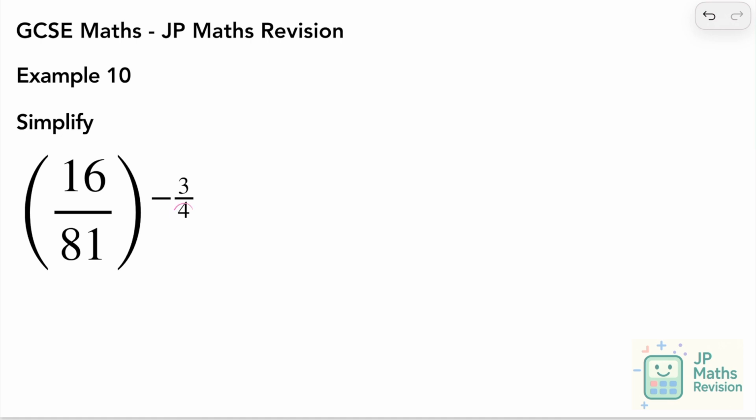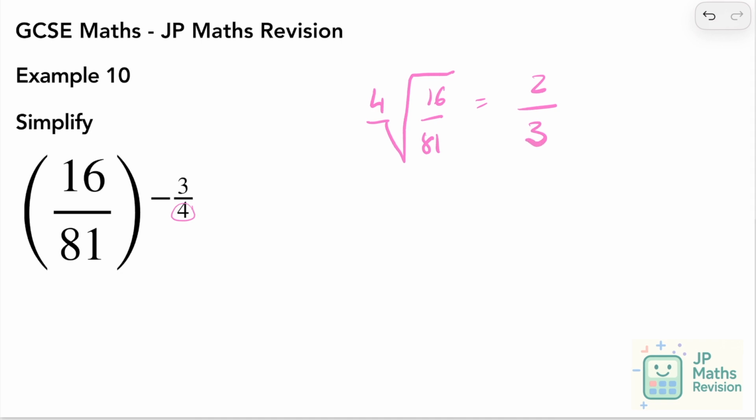So if we deal with the 4 first, I'm going to take the 4th root of 16 over 81. So we're doing the 4th root of 16 over 81. So the number that you have to multiply by itself 4 times to get 16 and 81. So for 16, we know that's 2 because 2 times 2 times 2 times 2 is 16. And for 81, that's going to be 3 because 3 times 3 times 3 times 3, that gives us 81. So the 4th root of 16 over 81 is 2/3.